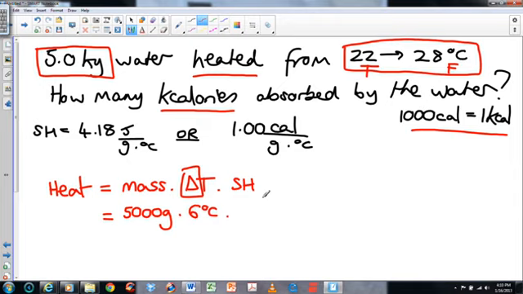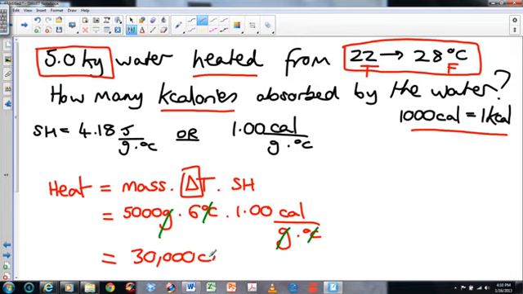Now, the specific heat of the water is given to us there, it's 1.00 calories per gram per degree C. Now let's just look at our units here. We're being asked for an amount of heat, which means that our final unit's got to be joules or calories or something like that. So that means all our other units must cancel out. Well, grams on the bottom, grams on top. Degree C on the top, degree C on the bottom. 5,000 times 6 times 1 is 30,000 calories.